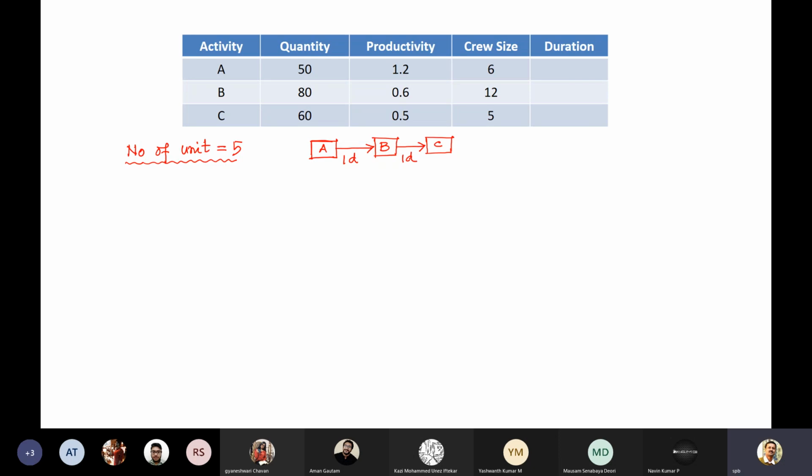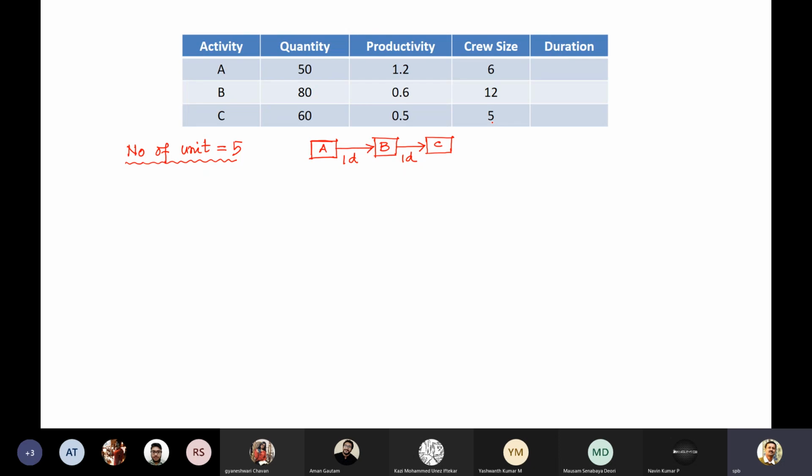But the quantity of the work A is 50 and B is 80 meter cube, suppose, and C is 60, and the productivity is 1.2, 0.6 and 0.5. The crew size is 6, 12 and 5.